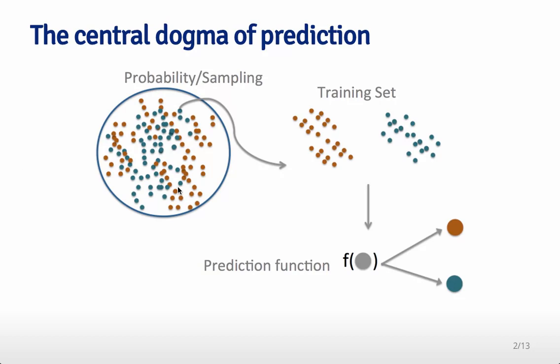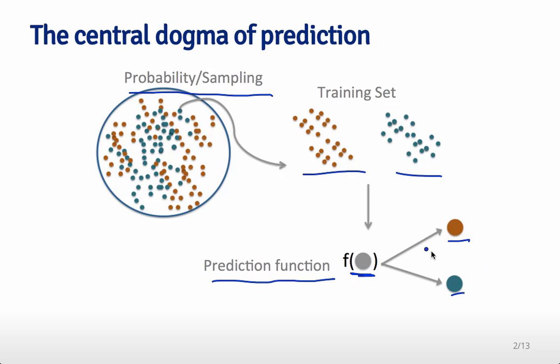So you start off with, suppose I want to predict for these dots, whether they're red or blue. Well, what you might do is have a big group of dots that you want to predict about, and then you use probability and sampling to pick a training set. The training set will consist of some red dots and some blue dots, and you'll measure a whole bunch of characteristics of those dots. Then you'll use those characteristics to build what's called a prediction function, and the prediction function will take a new dot whose color you don't know, but using those characteristics that you measured will predict whether it's red or whether it's blue.